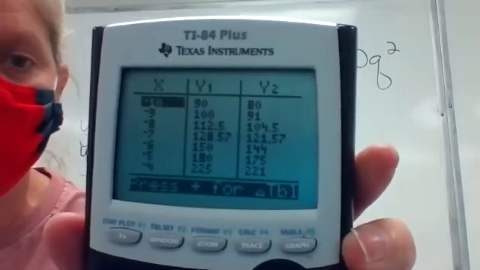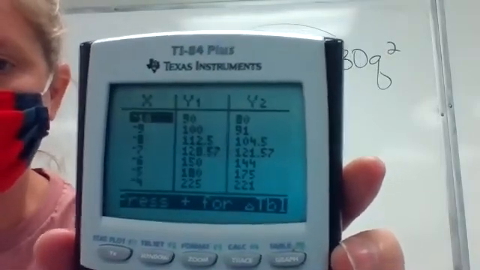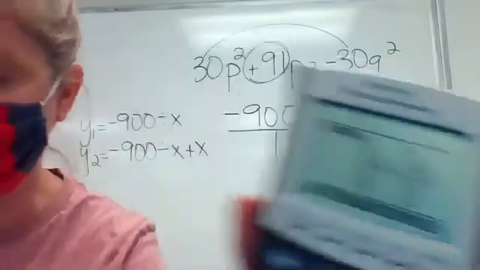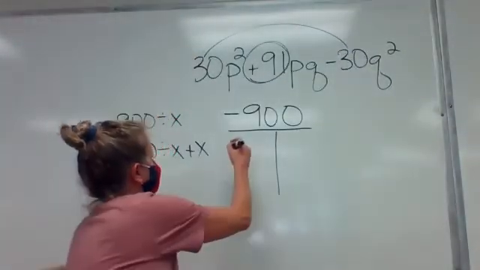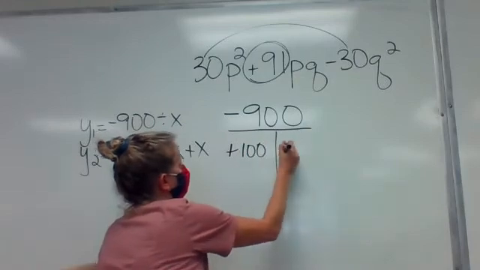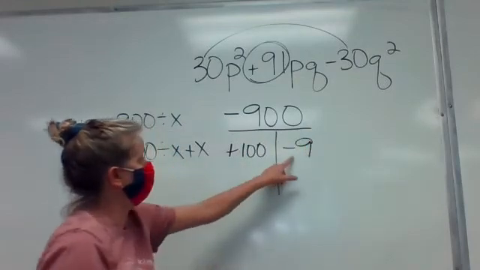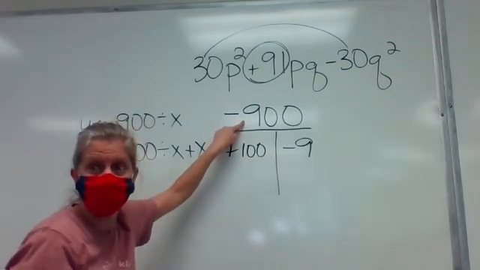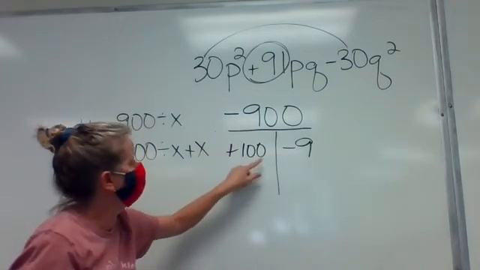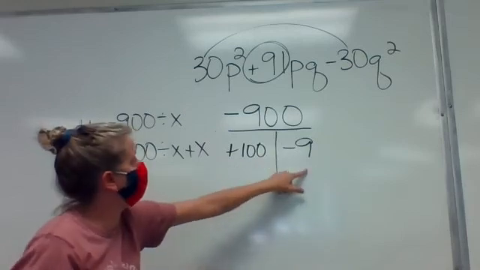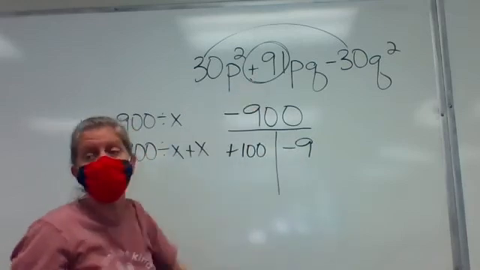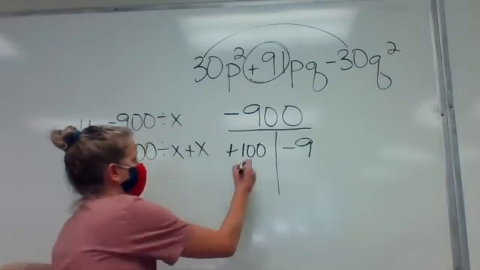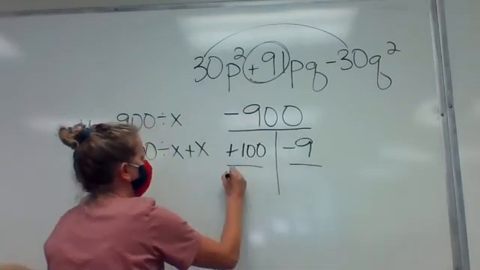What numbers make 91? What are the numbers right next to 91? Positive 100, negative 9. If you multiply those two numbers together, they equal negative 900. 100 plus negative 9 or 100 minus 9 is 91. Your calculator figured it out for you. And we divide that by, what do you put them over? 30. 30p.